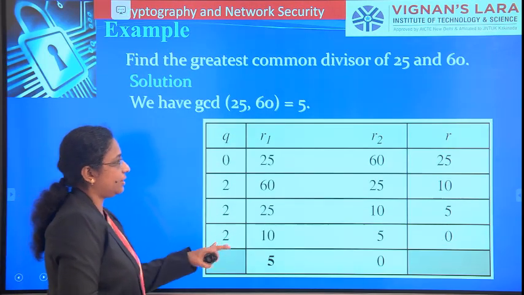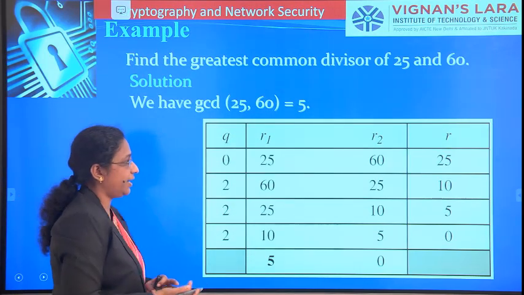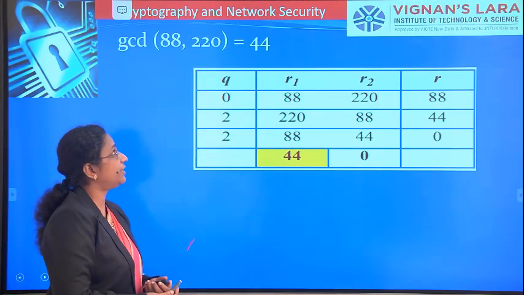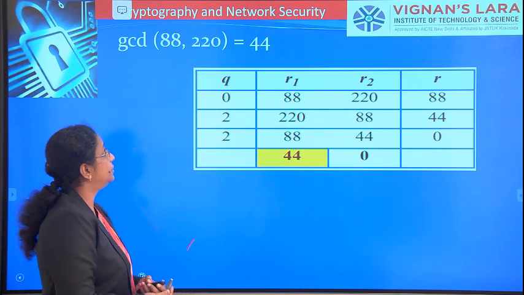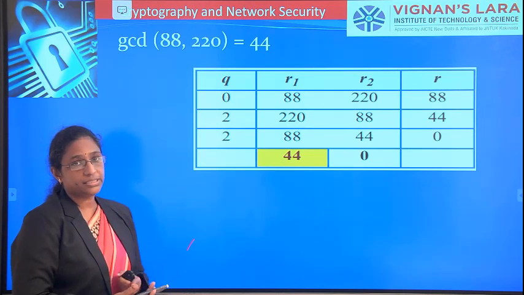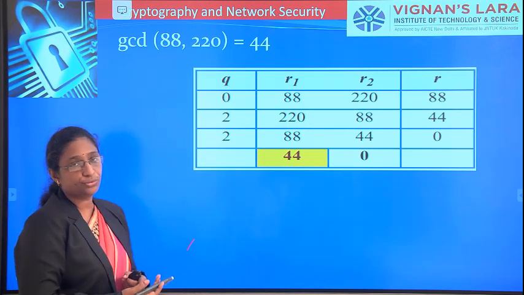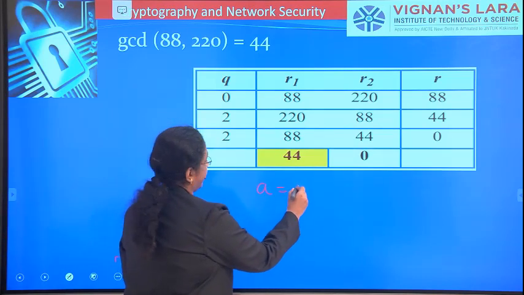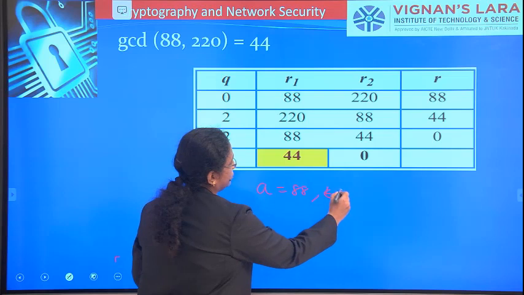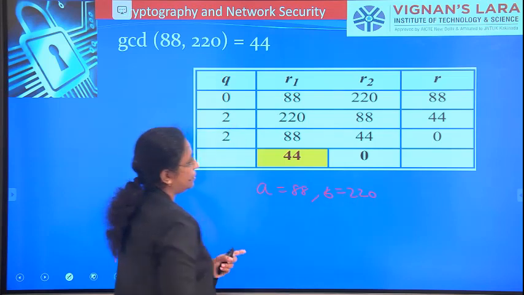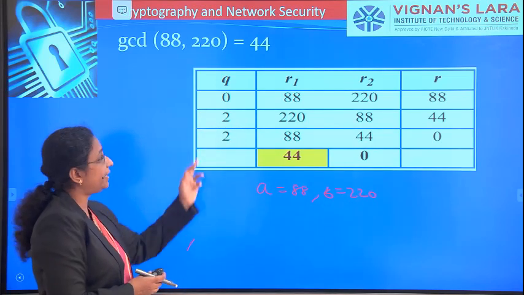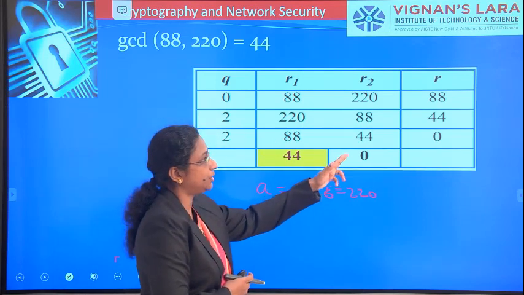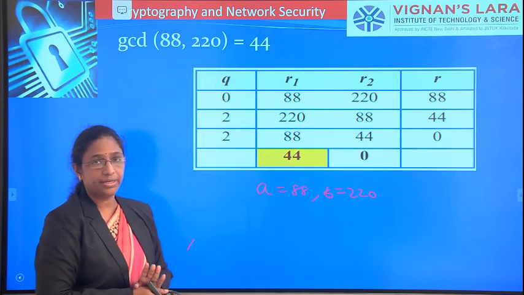Okay. So this is another example where you have to calculate the GCD of two numbers, 88 and 220, where A equals 88 and B equals 220. Here again we will be taking the quotient Q and two variables R1, R2, and then you have to calculate your remainder.